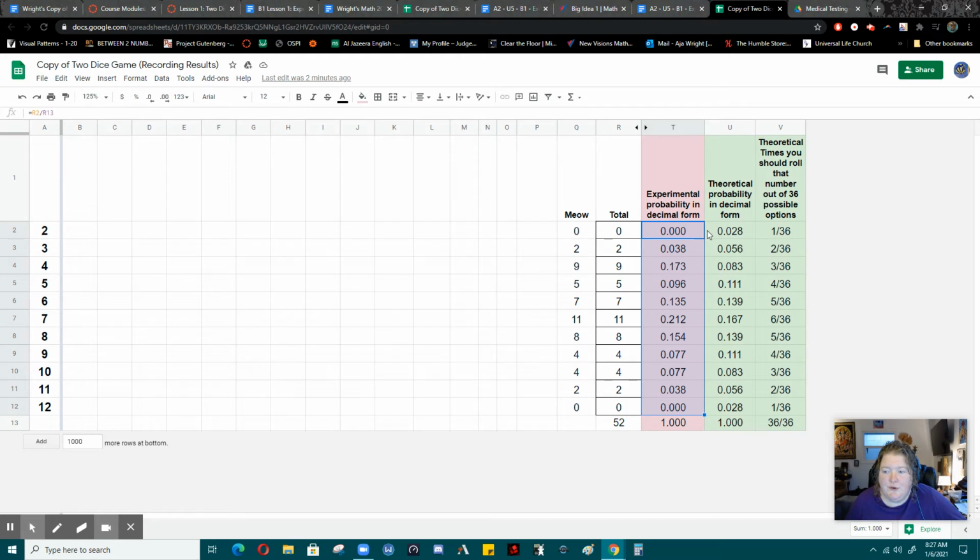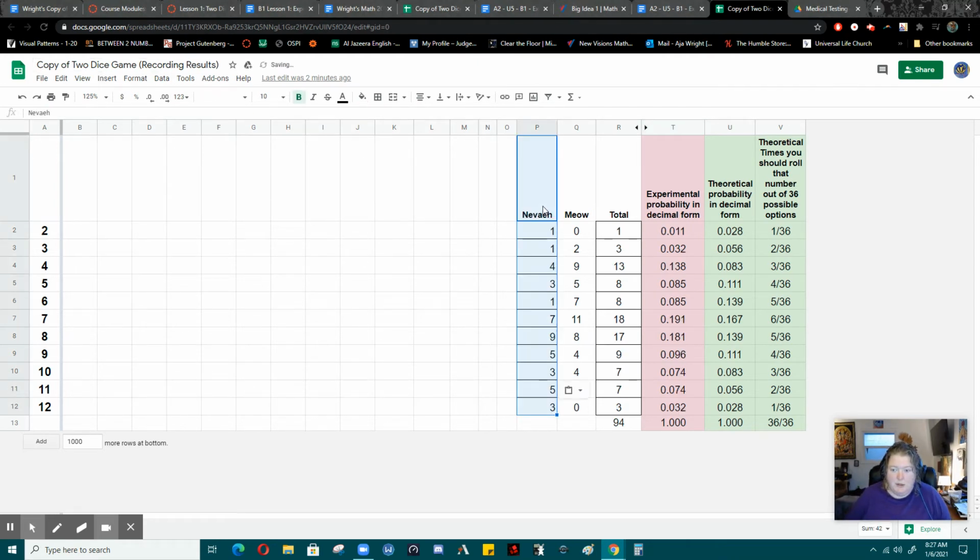So if you just compare the two numbers next to each other, you'll see that they're not the same, but they're kind of close. Some are closer than others, right? So what happens as we add more data? What happens when I add the next group? Now I've almost doubled the amount of rolls. I've got 94. And compare how these numbers look. Some of them are actually closer.